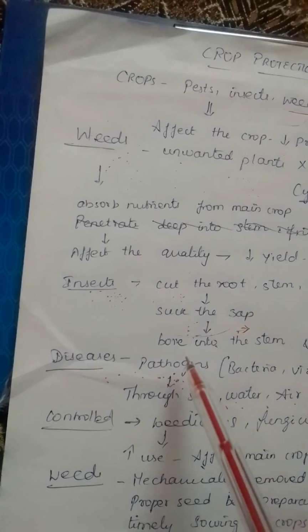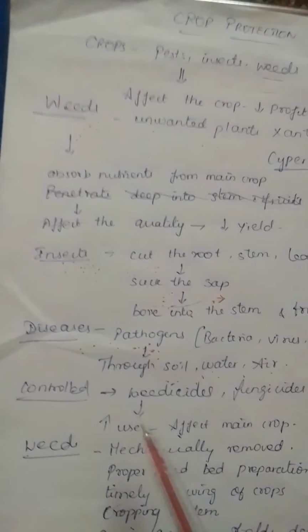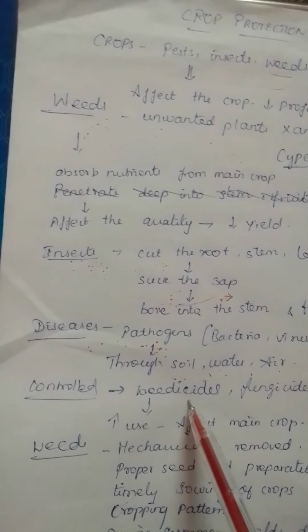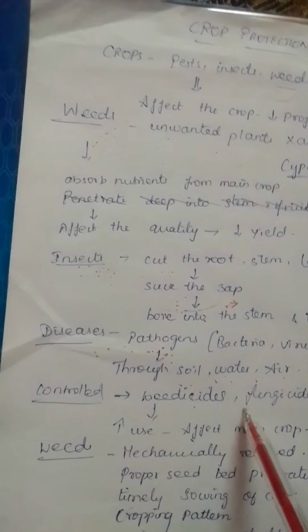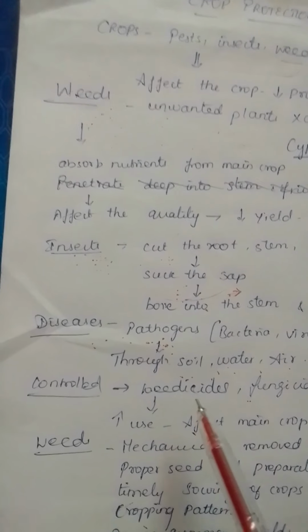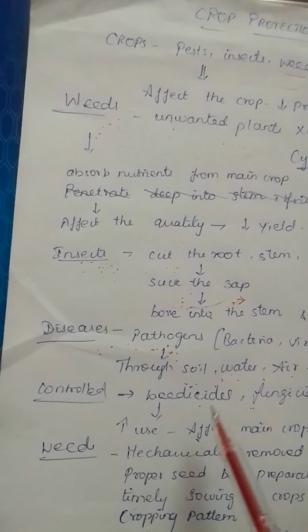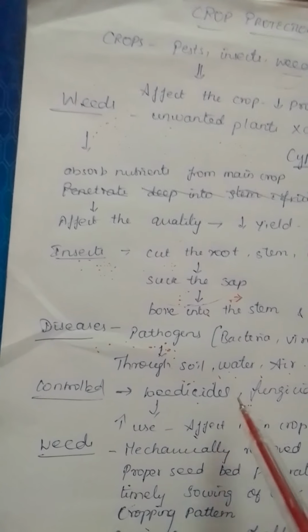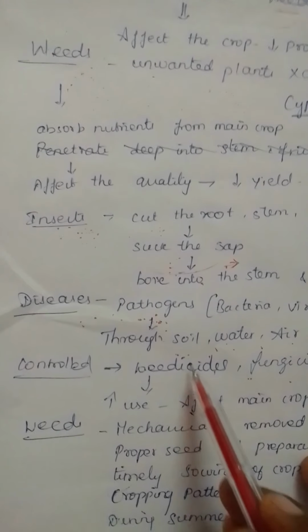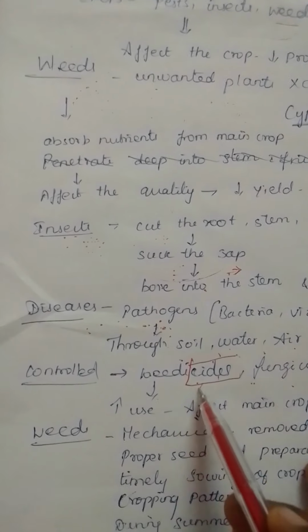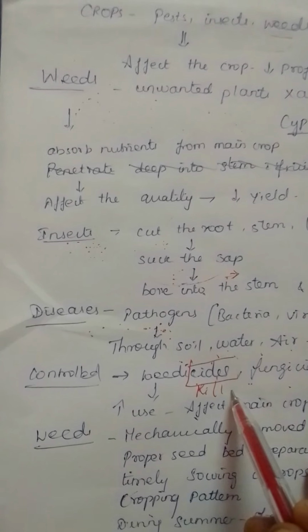How can these be controlled? Just listen. How can these particular agents be controlled? Now listen. By adding weedicides, fungicides and insecticides, what will they do? They will kill the weeds, kill the insects, and kill the disease causing agents. All these can be controlled by adding weedicides, fungicides, insecticides. What do you mean by the word cides? Cides means killing the organism, right?